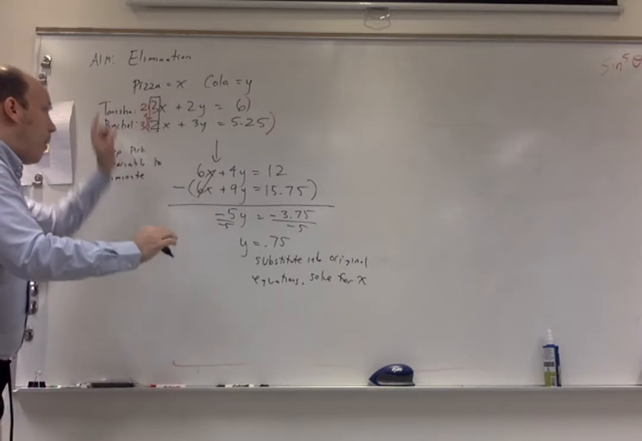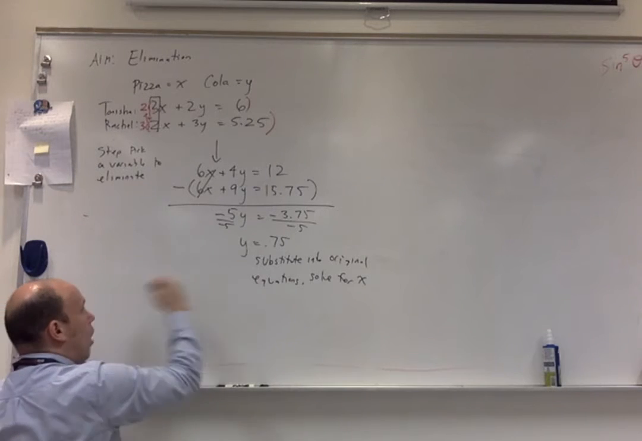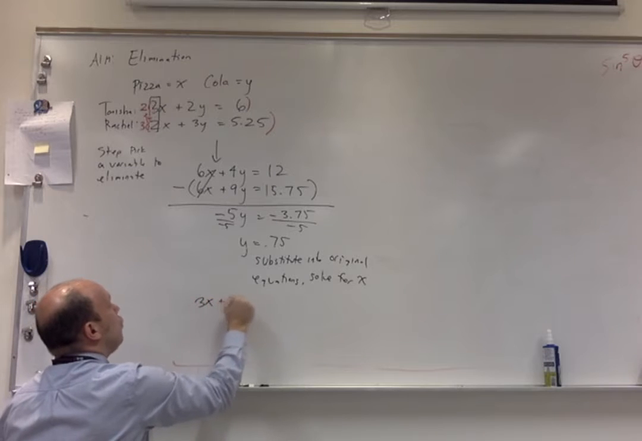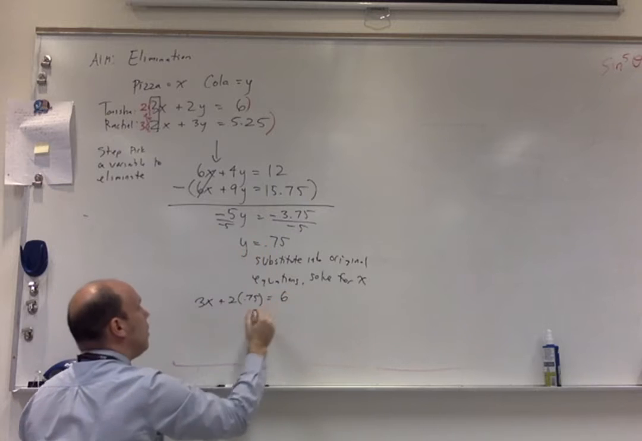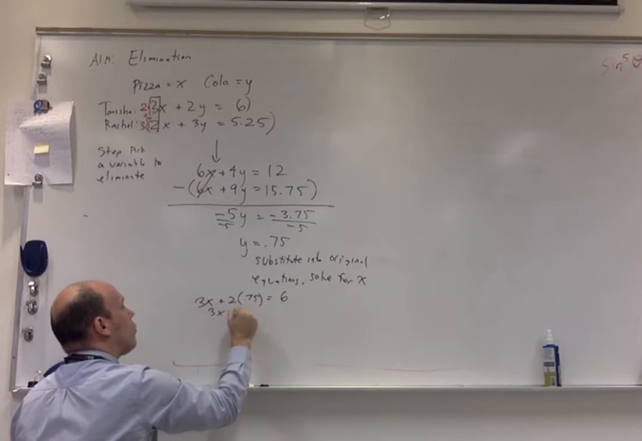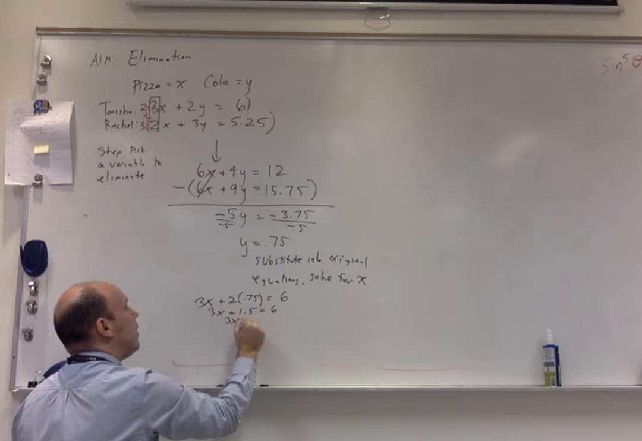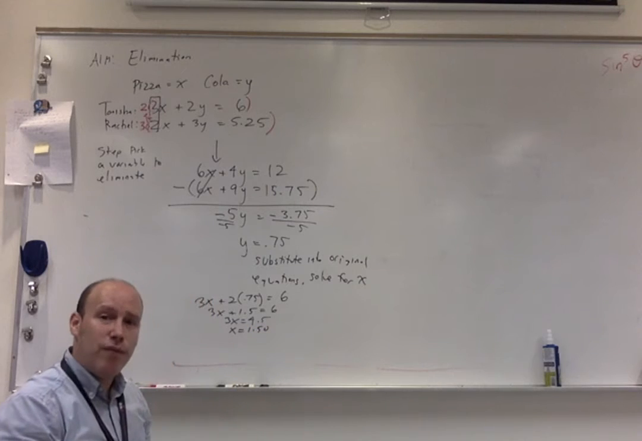So, I'm going to take my original equation, right? It was 3x plus 2 times 0.75 equals 6. 3x plus 1.5 equals 6. 3x equals 4.5. X equals 1.5, or in American money, $1.50.